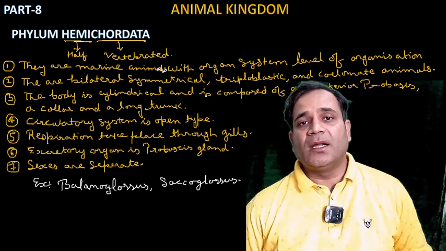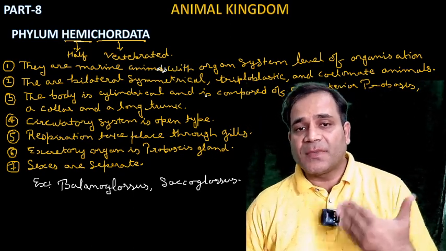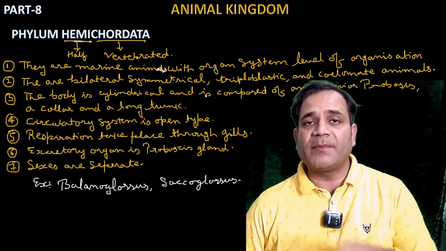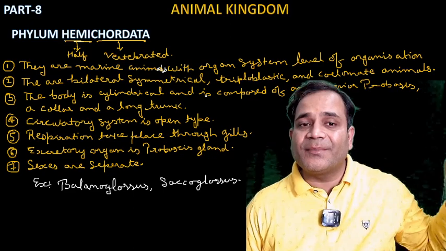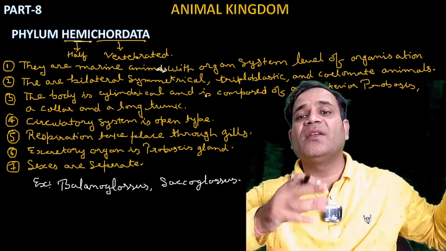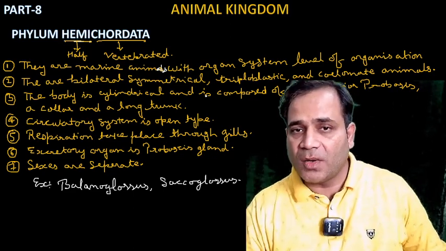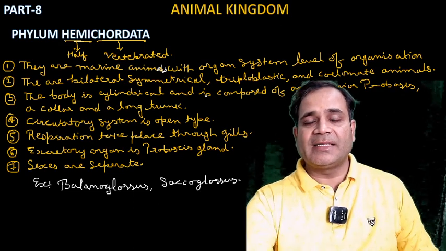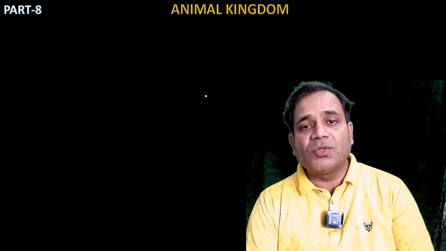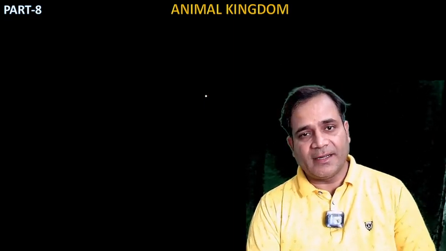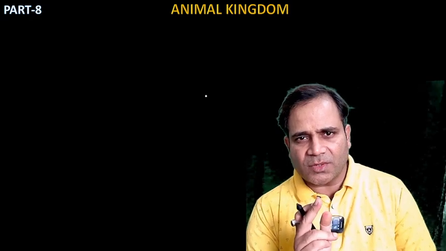Clear? Now the circulatory system is which type? Open type. Respiration takes place through gills. The excretory organ is the proboscis gland, which is responsible for removing nitrogenous waste material. Sexes are separate. There are two examples: Balanoglossus and Saccoglossus. Now it's time to check through NCERT.